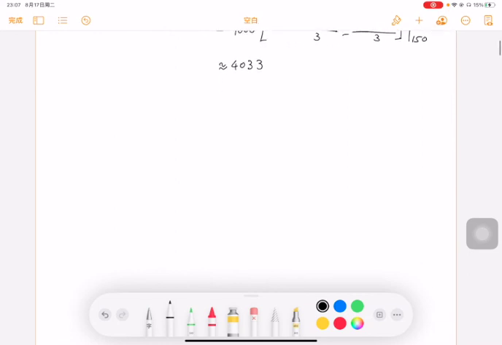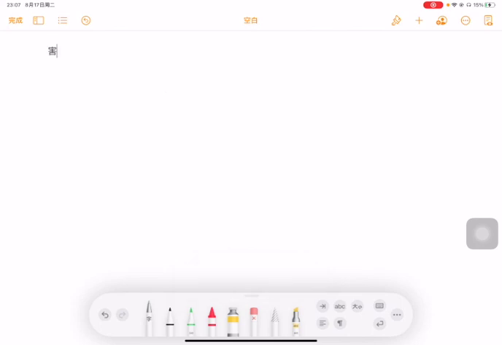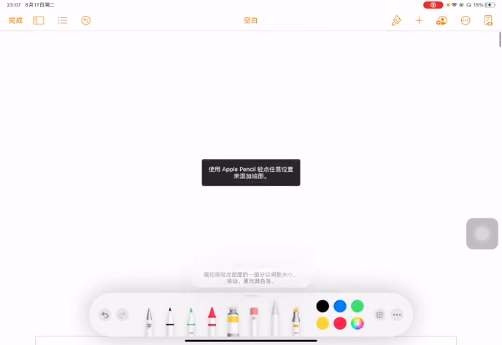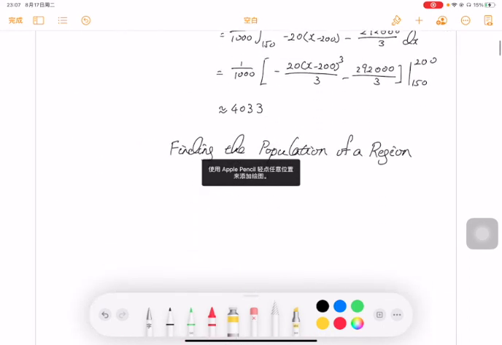All right, lastly, let's look at an example on population. Oops. What did I do? My bad. Okay.